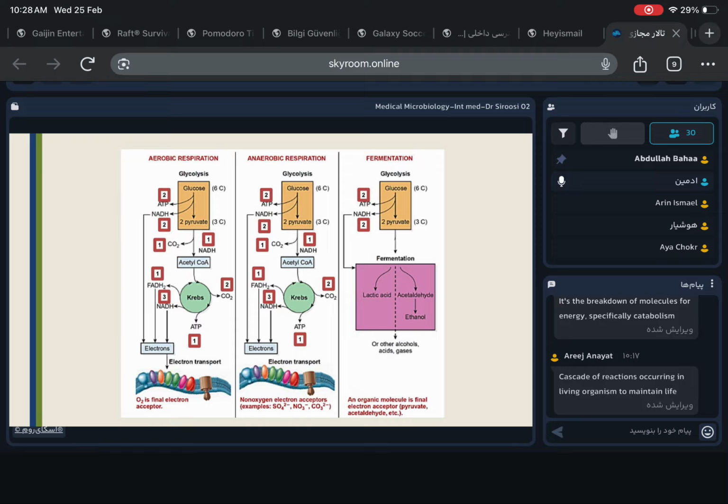So I told you that in aerobic respiration we get 38 molecules of ATP, but in anaerobic respiration we get less ATP.